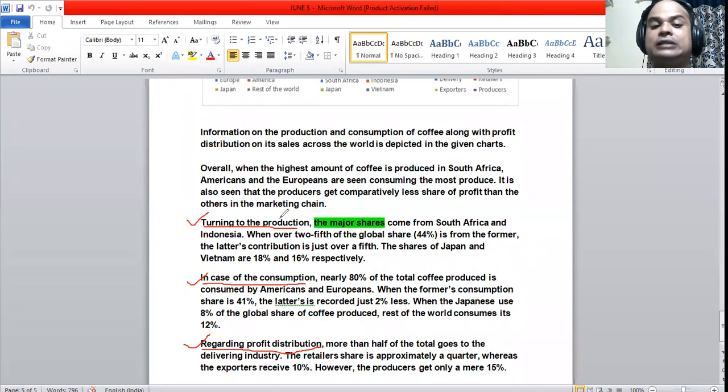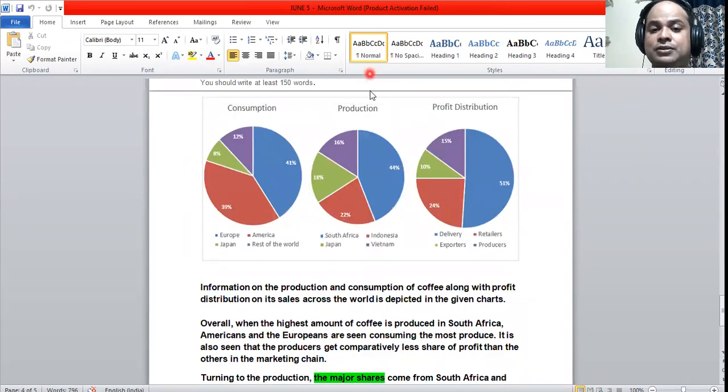So I have said that turning to the production, the major shares of production come from South Africa and Indonesia. When 2/5 of the global share is from the former, the latter's contribution is just over a fifth. So I have said 2/5 and a fifth. So let's see in detail what exactly these fractions are denoting. This is what we have mentioned as 2 by 5, and this is what we have mentioned as 1 by 5.